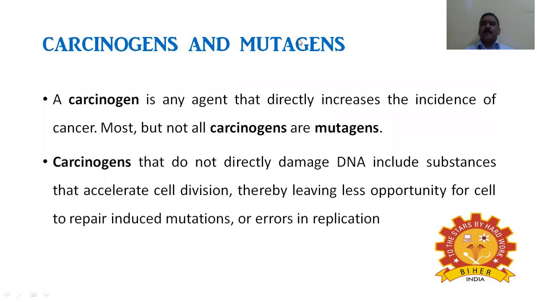Next, I'm coming to carcinogens and mutagens. What is a carcinogen? What is a mutagen? A carcinogen is any agent that directly increases the incidence of cancer. Most, but not all, carcinogens are mutagens, and most mutagens are carcinogens.